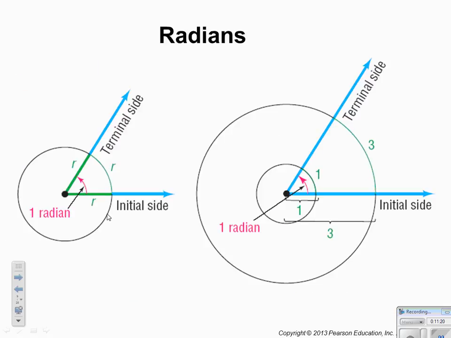Okay, so this is when you know you're a grown-up in math terms, when we can stop talking about degrees and start talking about radians. So 1 radian is another way to find the measure between the initial side and the terminal side.